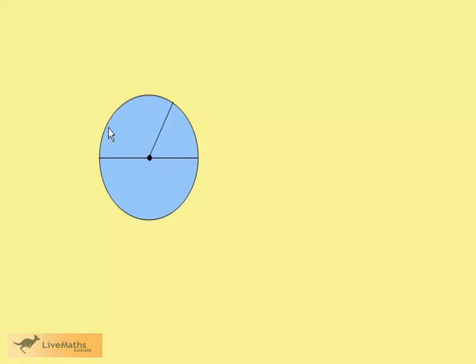Here we have a circle. The point in the middle here is called the center. If we consider a line which goes from this edge to this edge through the center, it's given a special name. It's called the diameter. If we have a line which just goes from the center to the edge, this is known as a radius.